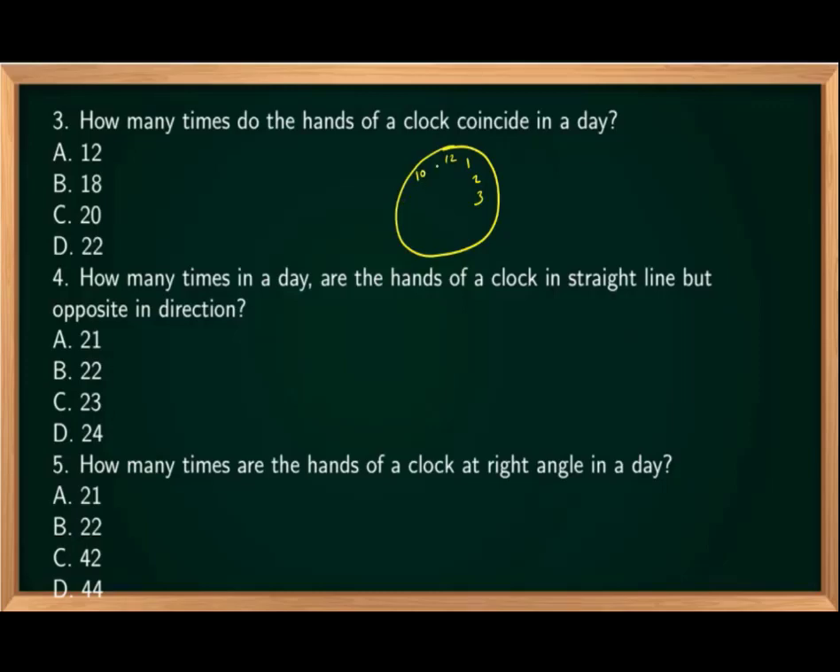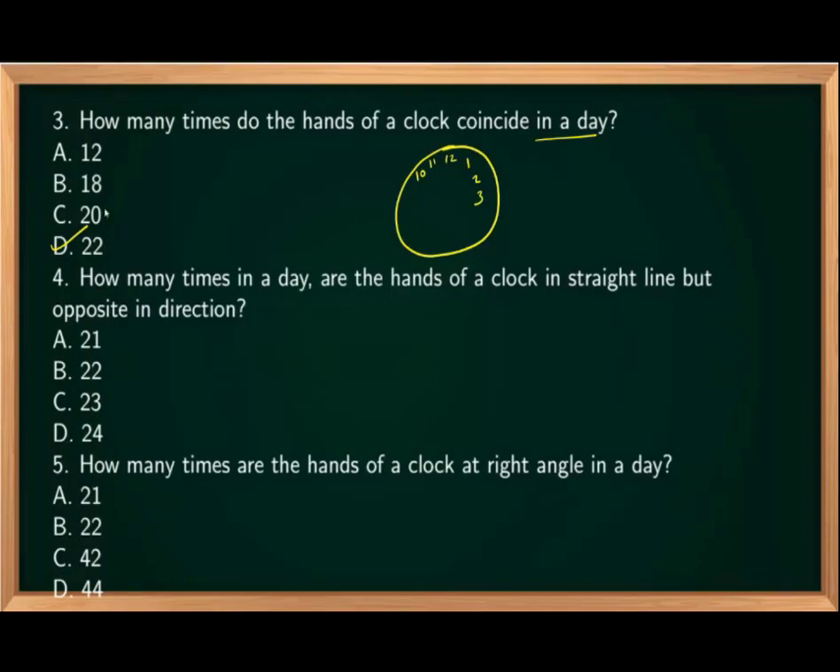Then 11, and between 11:55 and 12, there will not be a coincidence. So in total, there will be 11 times in 12 hours. So in a day, total 22 times will be the answer.